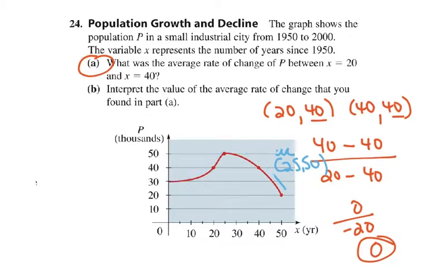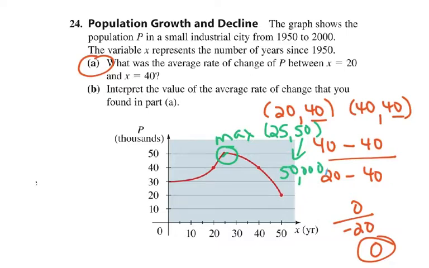I also want you to notice that there appears to be a maximum here at 25, 50. But remember, that's really 50,000, and this is really 1975. It's 25 years after 1950. So in the second part where it says interpret the value of the average rate of change that you found in part A, again, because we were going from 20 to 40 years, the line that connects those two is horizontal, and the slope of a horizontal line is 0.